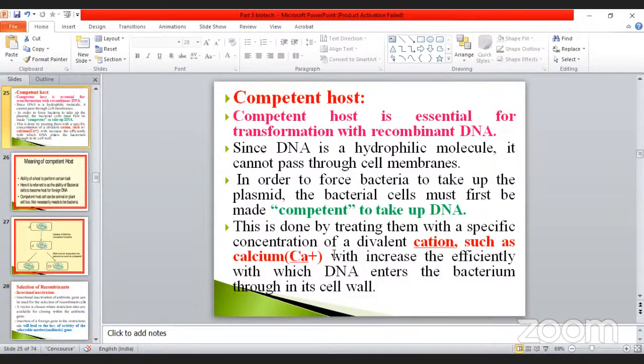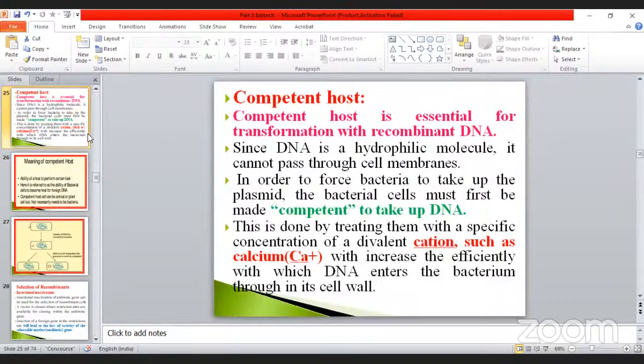This increases the efficiency with which DNA enters the bacterium through its cell wall. How does it enter? Already we discussed this: when you are introducing calcium chloride, CaCl2, it also binds with the cell wall of the bacteria. During that time, it makes a small pore-like structure, so the penetration is very easy. That is the thing here.